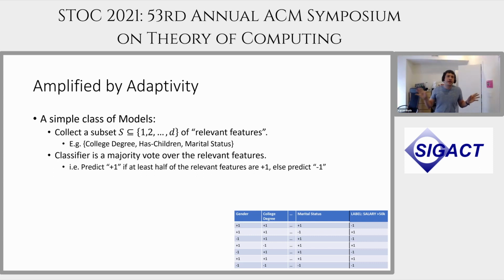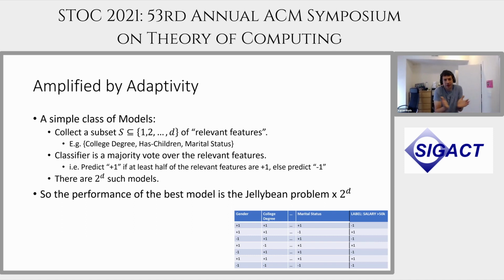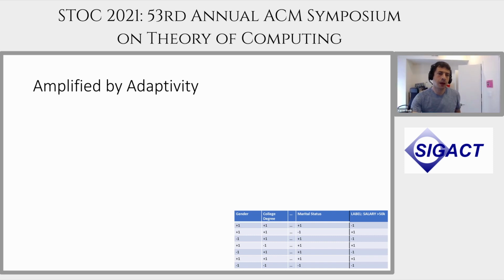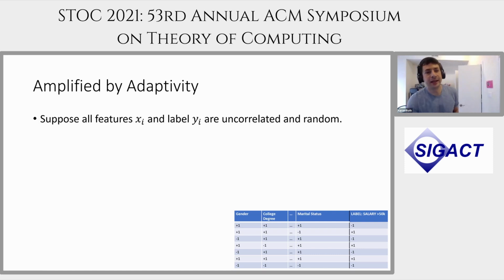And the classifier in this toy example is just going to be a majority vote over the relevant features. So we're just going to predict that the label is +1 if at least half of the relevant features are +1, otherwise we'll predict -1. Right, so because there's 2 to the d models here, if we want to estimate the error of all of them, then we've got to correct for that. And this is the jelly bean problem times 2 to the d. We've got 2 to the d things we're estimating. But when you learn a model, you don't actually enumerate all of them and evaluate the error of that model independently. Instead, you do something more efficient.